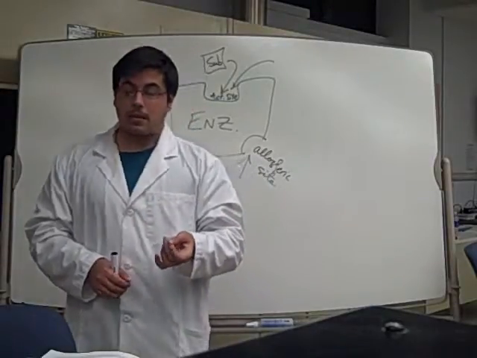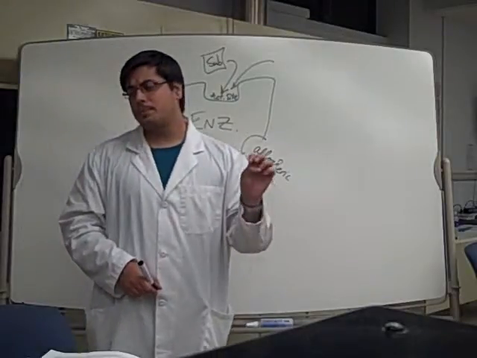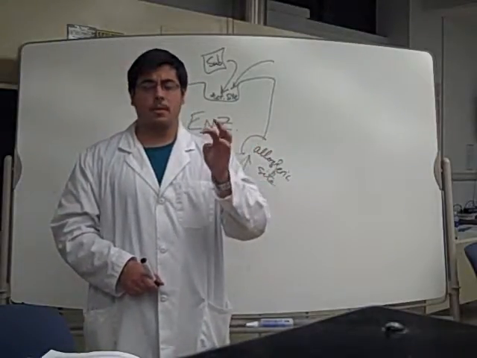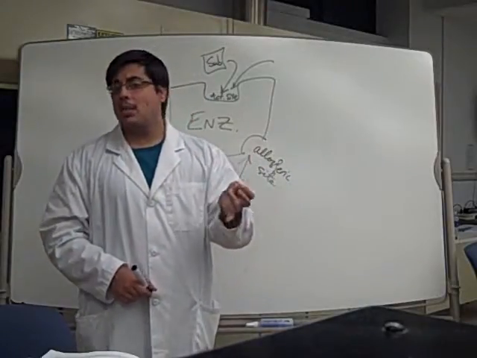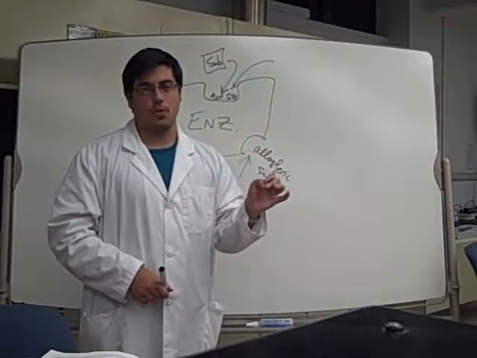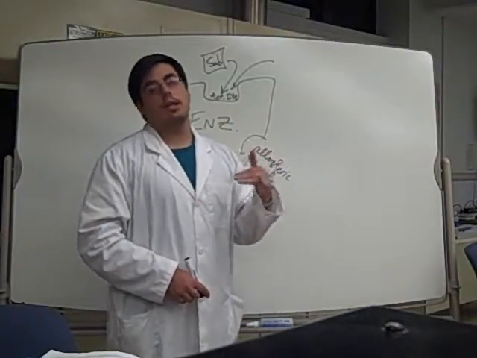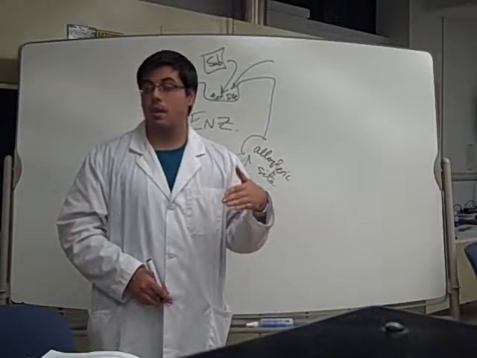Other factors that might inhibit, other than actual inhibitors, would be the temperature, if it's too high or too low, the pH, if it's too high or too low, or the salt concentration, if it's too high or too low. Okay? Each one of these enzymes has an optimal temperature, optimal pH, and optimal salt concentration.